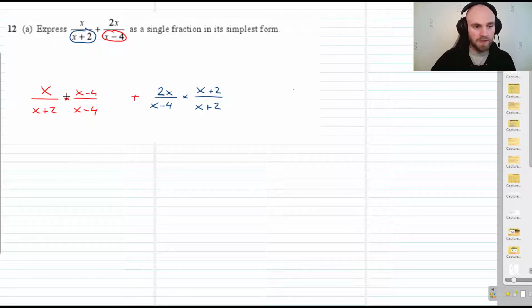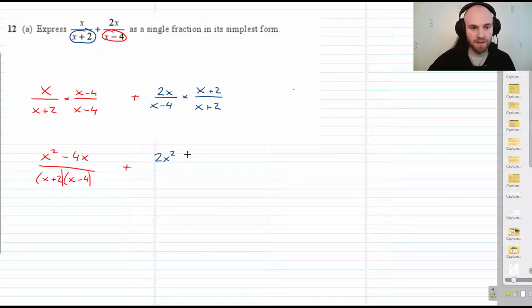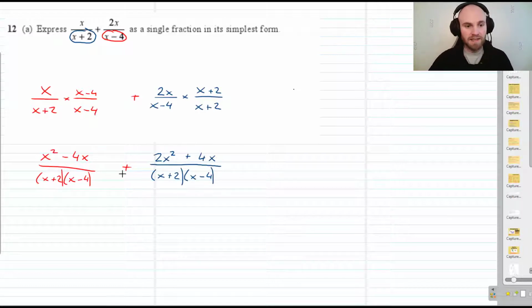Okay, so when we multiply a fraction, we multiply the numerators together, we multiply the denominators together. So x multiplied by x is going to be x squared. x by minus 4 is going to be minus 4x over, well, we've got x plus 2, x minus 4. Just going to leave that as it is for now. Plus, and I'll just change this to blue. So we've got 2x multiplied by x, which is going to give us 2x squared. 2x multiplied by 2 is going to be plus 4x. All divided by, we've got x minus 4, x plus 2. Or you could just flip those around to change the order and say it's x plus 2, x minus 4. It's the same thing. So now we've got the same denominator on both sides.